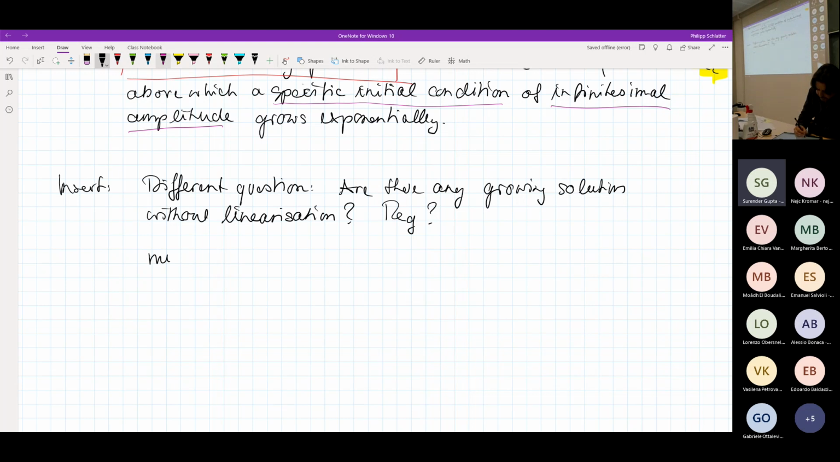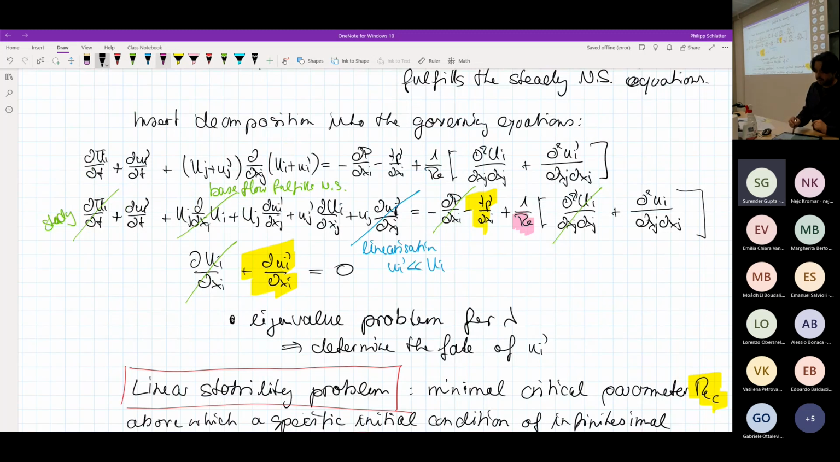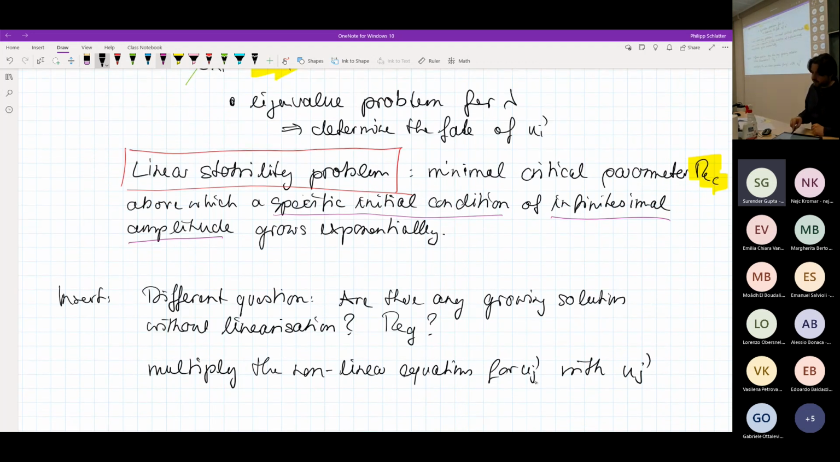Well, the way is we multiply the nonlinear perturbation equations for uj prime with uj prime. What are these nonlinear equations? They are essentially the ones I had here without the blue crossing out. I do the split into base flow and perturbation, but I'm just not taking out the blue term here. So these are still the exact equations; there's no approximation. It's just that I'm not doing the linearization. Therefore, these are the nonlinear equations for uj prime, and I'm multiplying them with uj prime.